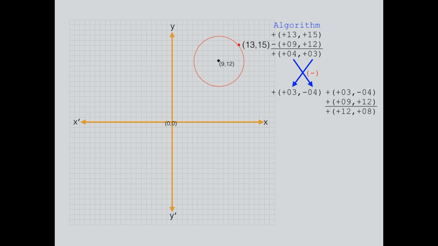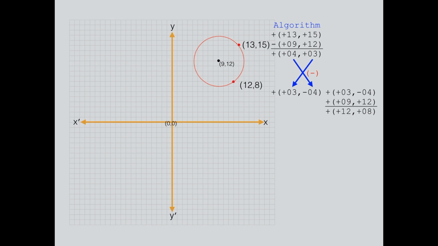This results in 12,8. And in order to prove to you that 12,8 is in fact that 90 degrees that we've rotated from 13,15 about the point 9,12, let's put that on the grid and label it. As you can see, that is our 12,8 point. And that is how we were able to rotate 13,15 90 degrees clockwise about the 9,12 or black dot point instead of the origin.